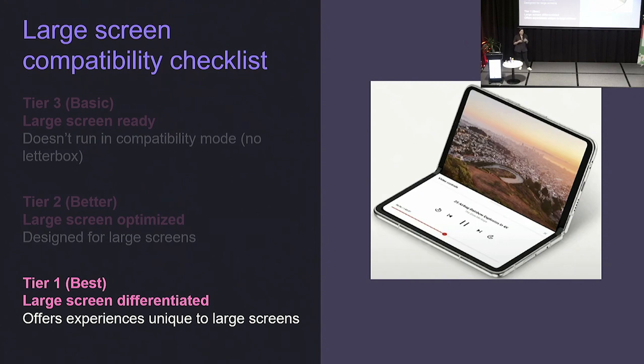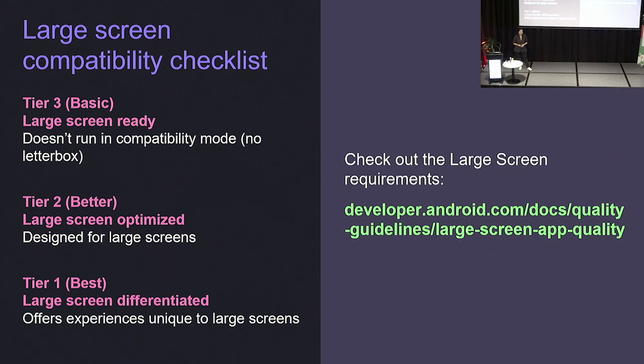Tier 1, the best option, is where it's large screen differentiated. We've got experiences unique to that form factor. So unique to foldables, unique to large screens. This is the area we want to aim for. If you want to check this out, this link here will give you all the details, along with a whole bunch of tests that you can run on your app to make sure it supports what it needs to be featured.